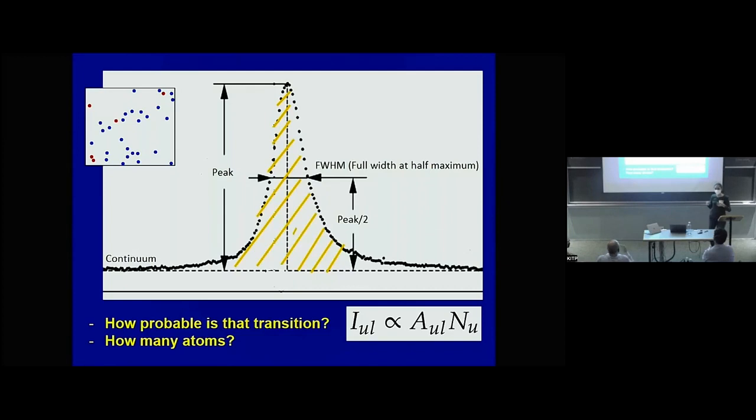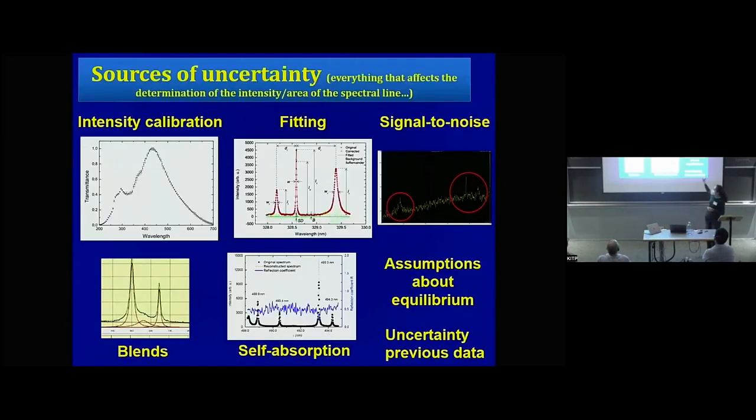We need to measure intensities of lines. We take into account all the sources of uncertainty in our measurements. So calibration, signal to noise ratio, do I have a blend? So we are really careful and very obsessed with uncertainties when we measure our data. So you can trust basically the uncertainties we assign.